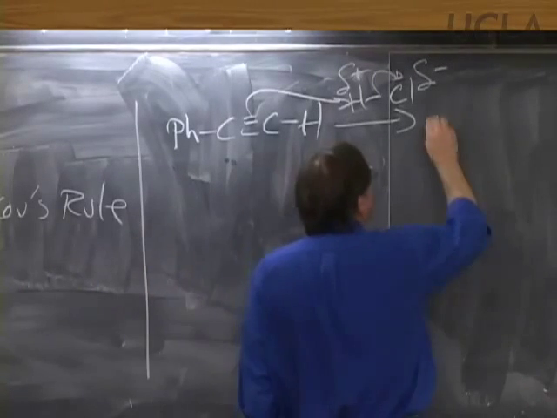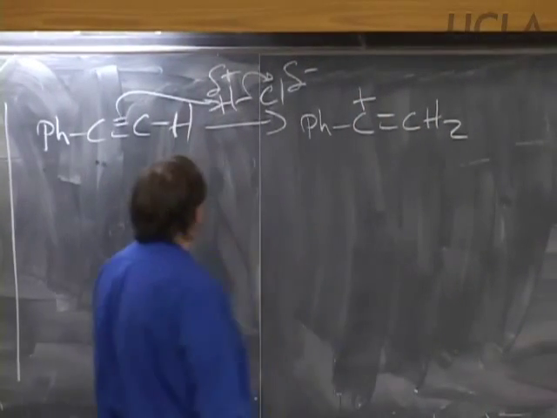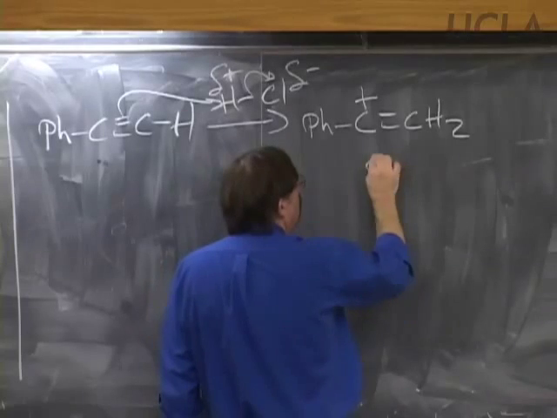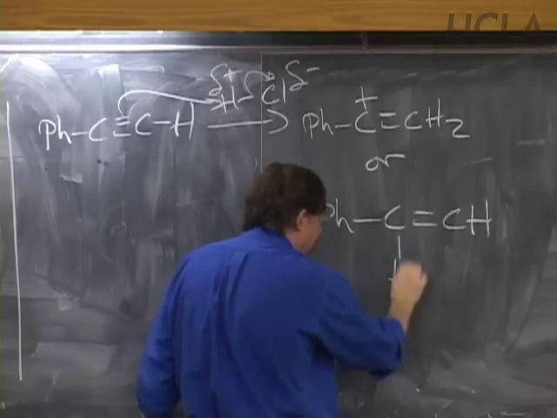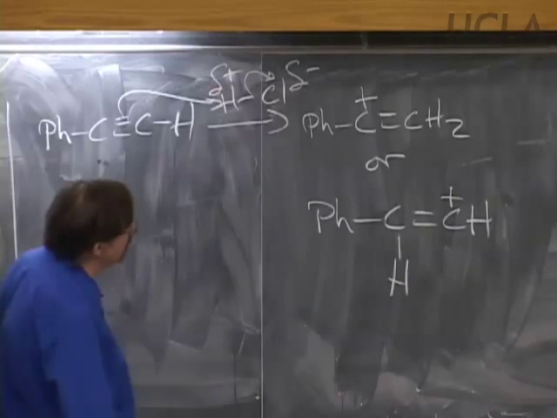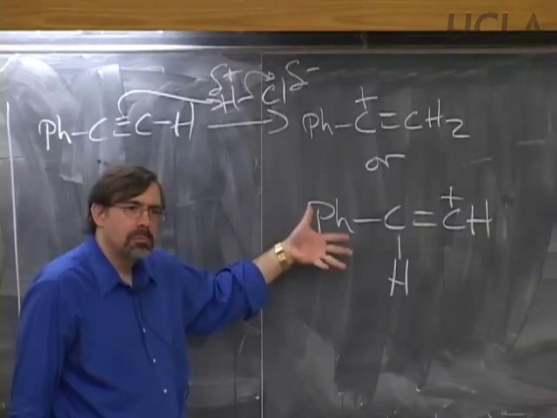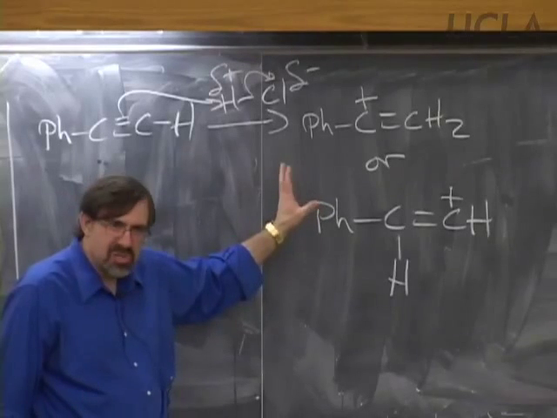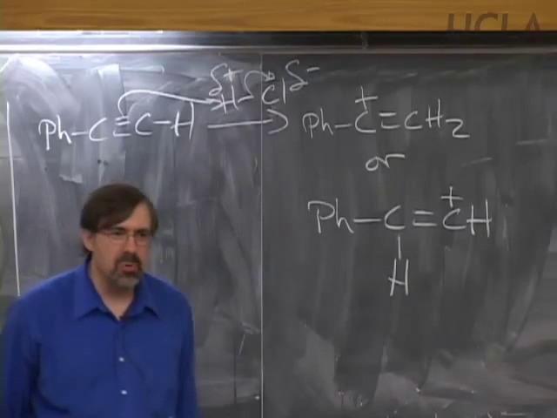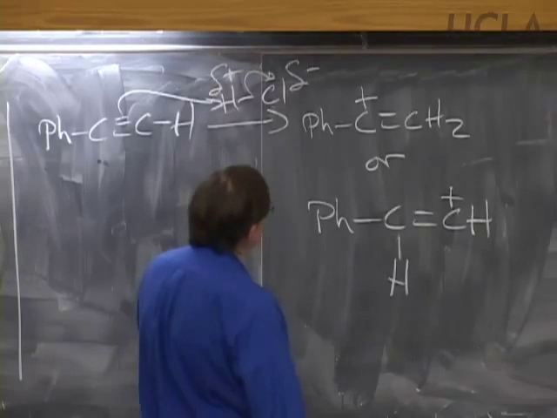And my possibilities for that are this guy, where I've put the proton on the end, or this guy, where I've put the proton next to the benzene ring. Between these two pathways, the major one will be the carbocation which is more substituted. More stable is the better word. Often more substituted is more stable, but remember, less substituted can be stable if resonance is involved. So let's see what my choices are.